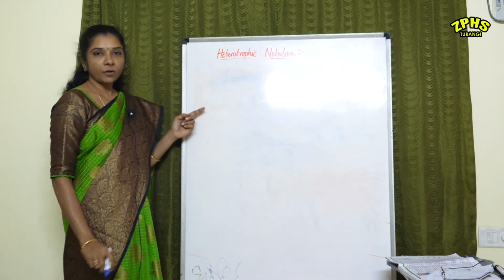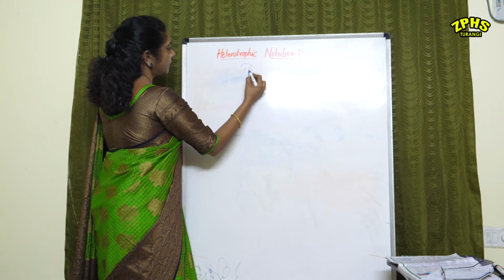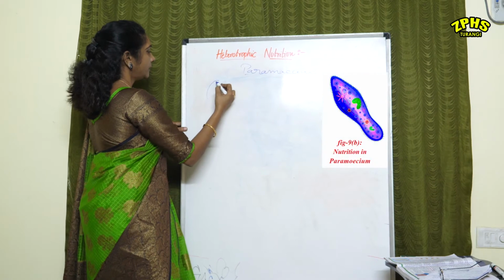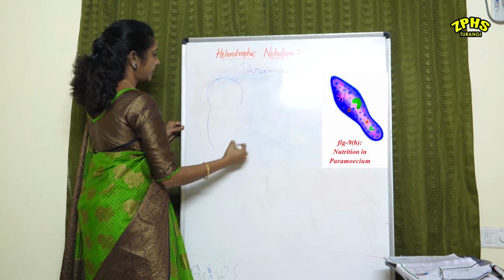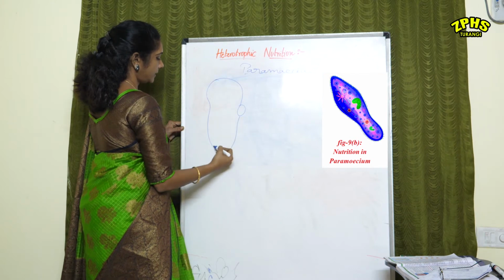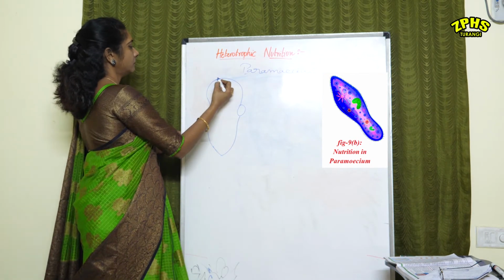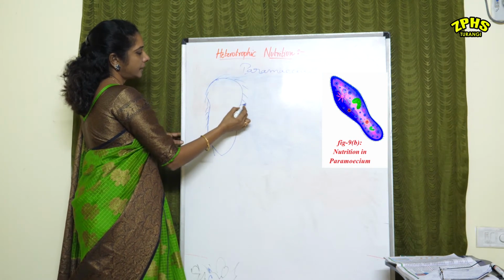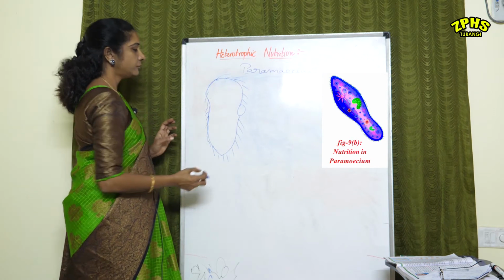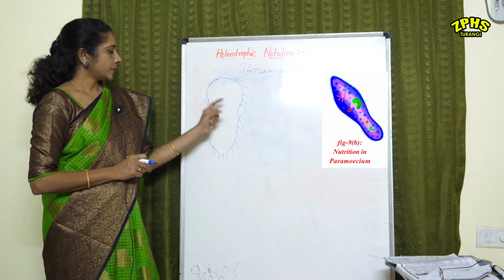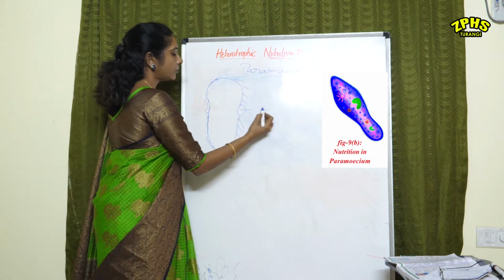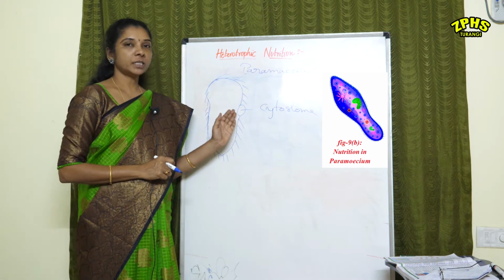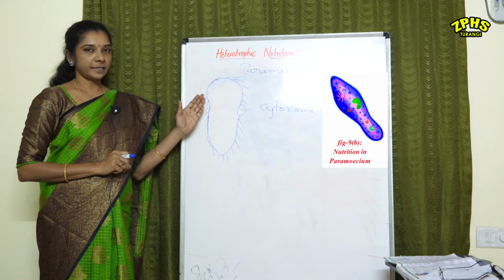Another unicellular organism is Paramecium. It has a peculiar shape like a slipper, so it is known as slipper animalcule. This is also a unicellular organism, but here the entire body does not participate in taking the food. It has a special part known as the cytostome, which is just like the mouth in other animals. We also find it in water.